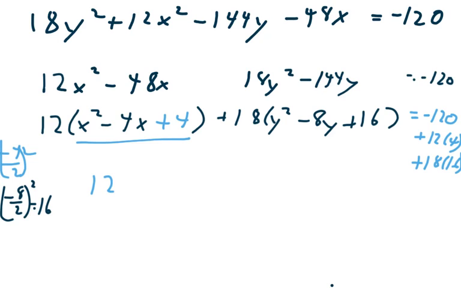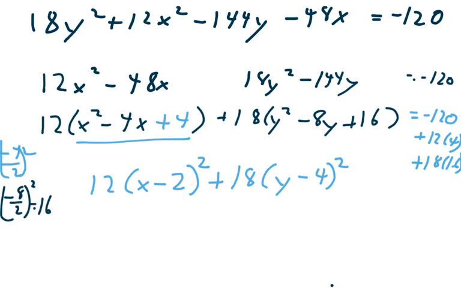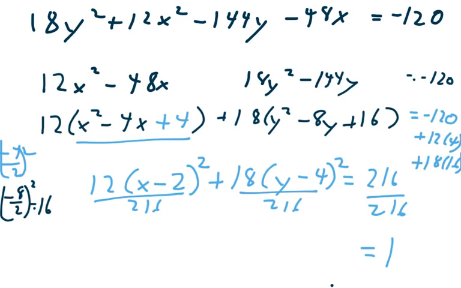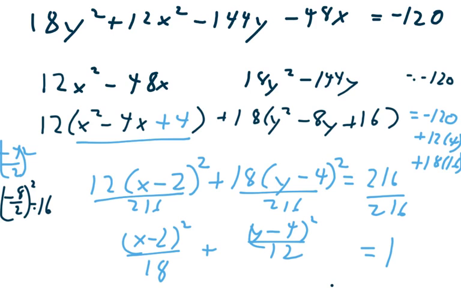Factor what's inside the parentheses. So multiplies up to be 4, adds up to be -4 is -2 and -2. 18 multiplies up to be 16, adds up to be -8 is -4 and -4. And when I total up the right side, I get 216. Divide everything by the number on the right hand side, which is 216, and it turns out to be 1. The x minus 2 squared turns out to be over 18. The y minus 4 squared turns out to be over 12.